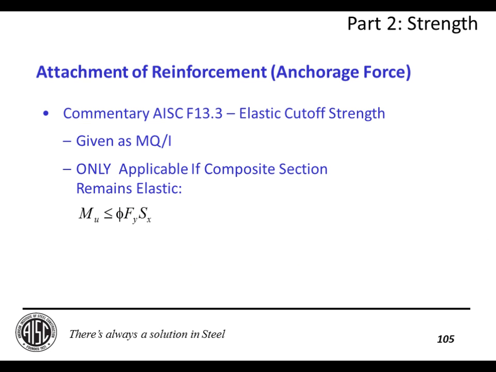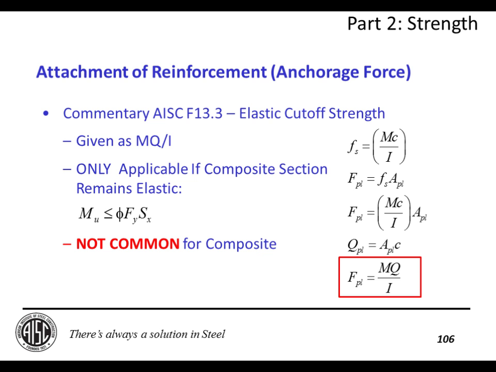So in terms of the anchorage force that you need to design your plate or WT for, there's two possibilities. There's an elastic cutoff strength and a plastic cutoff strength. So the commentary to AISC F13 gives the elastic cutoff strength as MQ over I. And this is only applicable if your composite section remains elastic. So if your moment is less than phi Fy times Sx of the composite member. This is not common for a composite beam. Normally you are going to be pushing your beam to where some part of it has yielded. So you're going to be looking at plastic design.